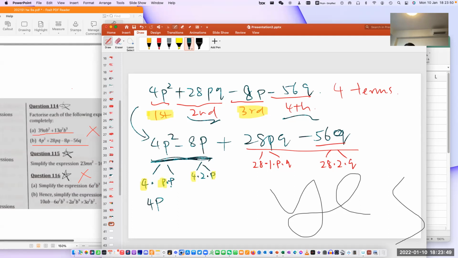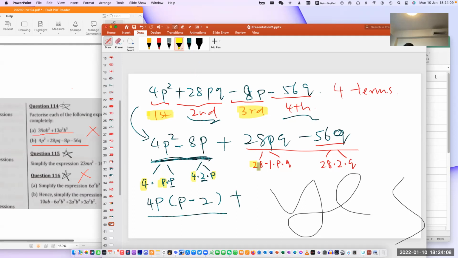So if I take out 4p, p left. Minus sign in between, minus. Take out 4p from 8p, 2 left. So factorization for the first group, done. Now I'm going to do the second group.